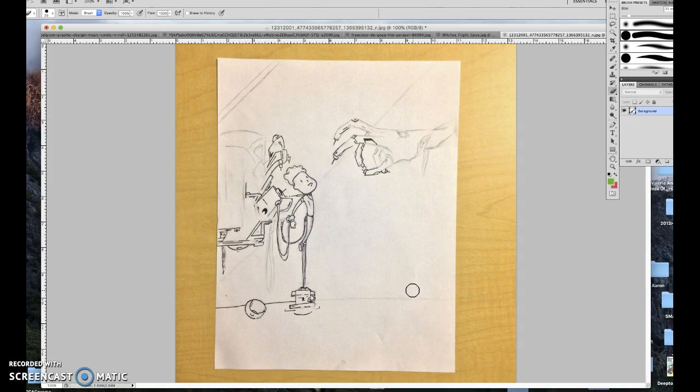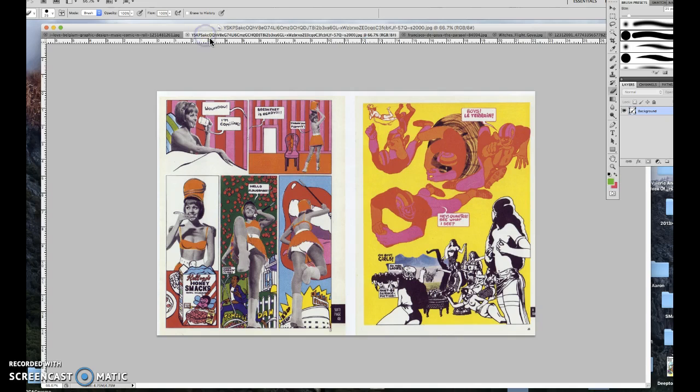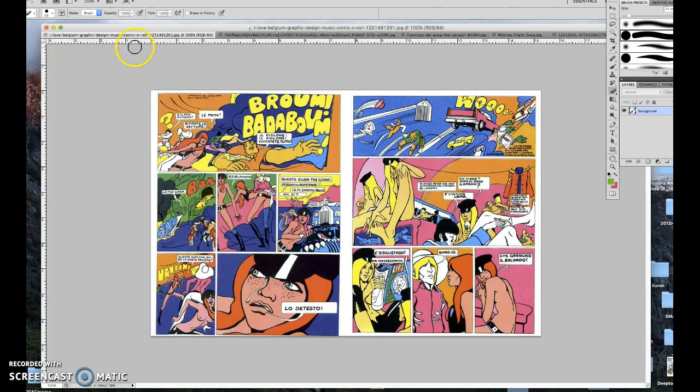So let's look at a few more examples. So here's Guy Peellaert. He does a comic called Pravda and Jodelle, one of my favorites. French 60s comic. He's known for doing album art. So he did David Bowie's Diamond Dogs. Anyway, the interesting thing about his work is that if we look at these panels, look at the line, look at the weight of the action. It's going this way, okay?